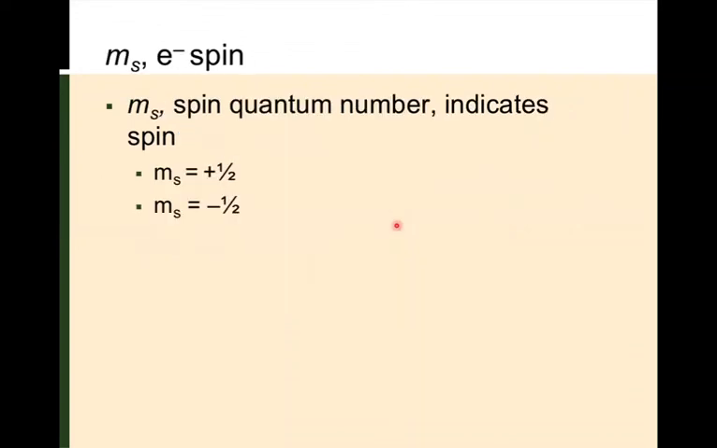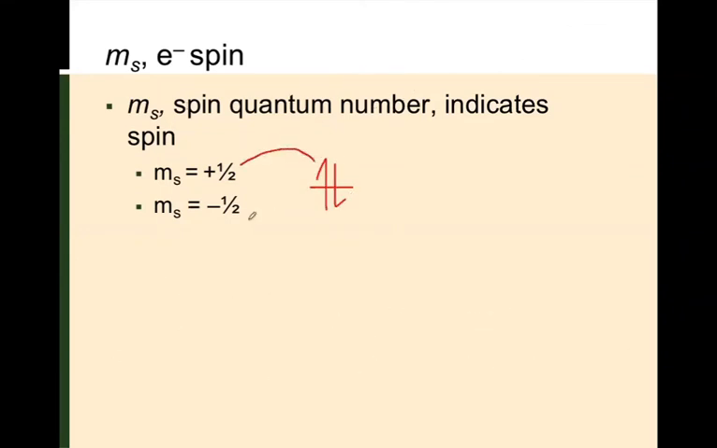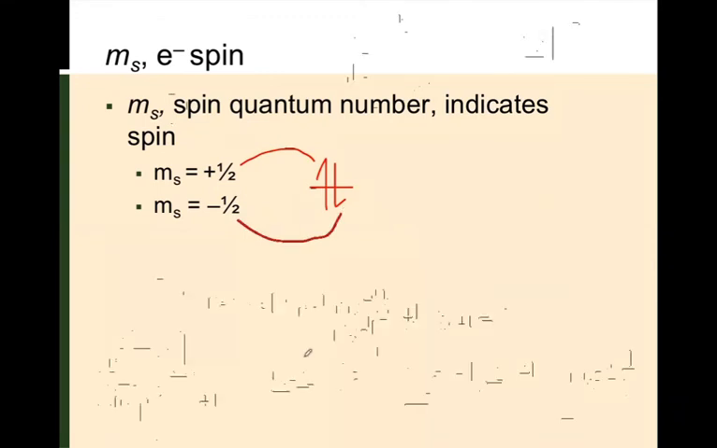So ms is the electron spin. ms is a spin quantum number and indicates spin. So ms is equal to plus a half, ms is equal to minus a half. We're going over this and over this because it's really important that at least for this quantum number, you realize that there can only be two values. That's because in an orbital, we can only have a maximum of two electrons. One is ms plus a half and one is ms minus a half.